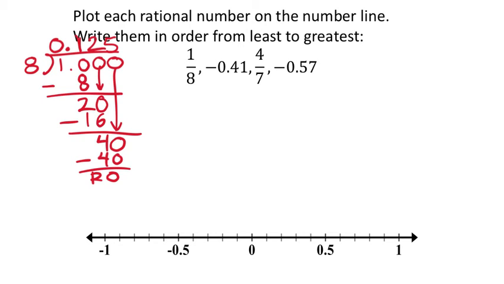So 1/8 is the same as 0.125. And why is this important? It's because on our number line, we can see that the marks go up by 0.1 every time, okay? How do we know that? Because the fifth mark, 1, 2, 3, 4, 5, is 0.5.